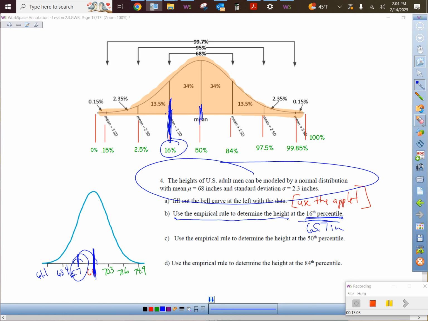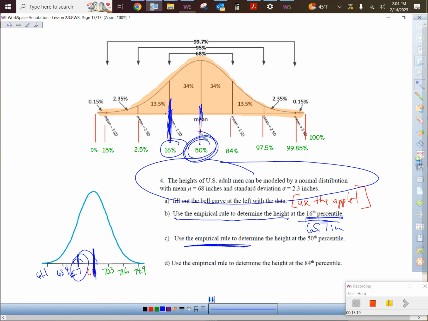65.7 inches. What is the average height of somebody at the 50th percentile? And they also say use the empirical rule. That means it's going to land on one of those awesome percents. 50th percentile, isn't that right there, baby, right? So you follow it up to see which tick mark you're landing on. Isn't that literally the mean in that case? So you got to go to this guy, and what was the mean? 68, is that what it was?